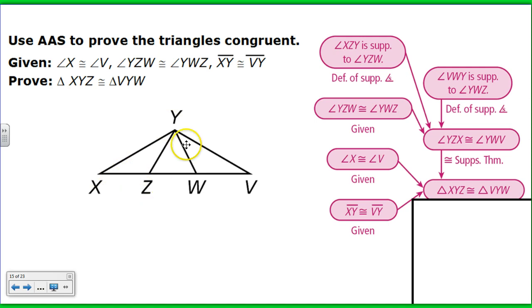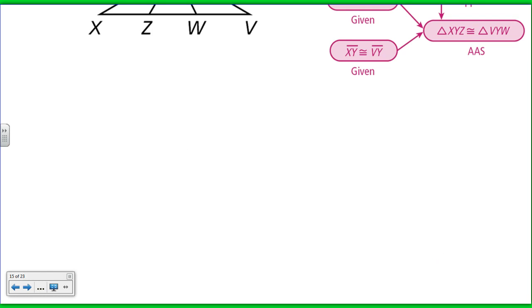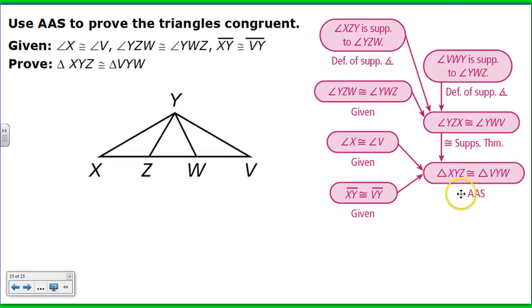So with that, we can say that triangle XYZ is congruent to triangle VYW, and that is because we have angle, angle, side. So I can get you back up there. Angle, angle, side. Given angle, and side.